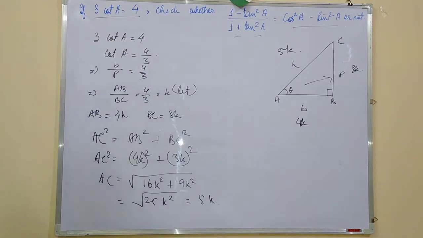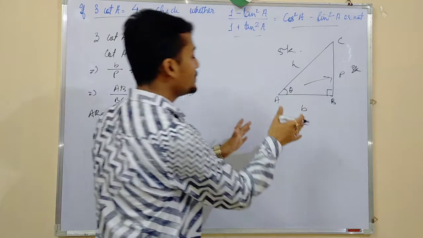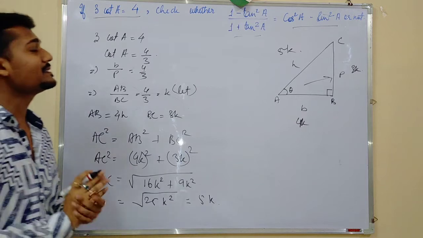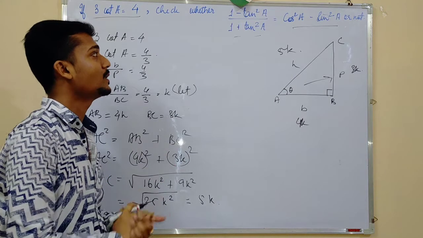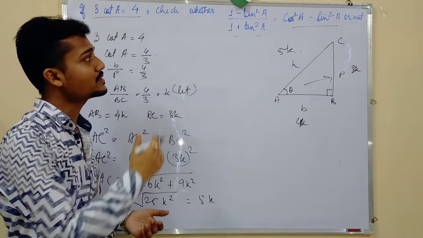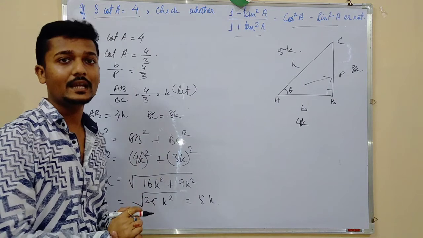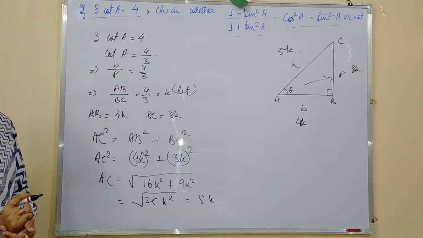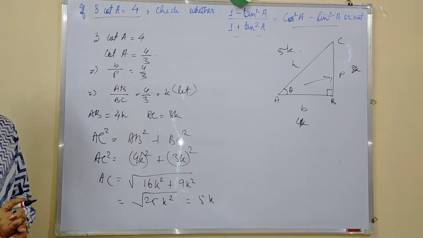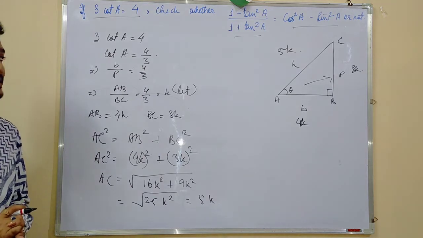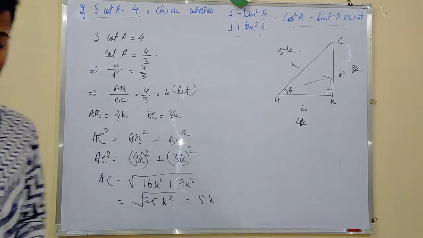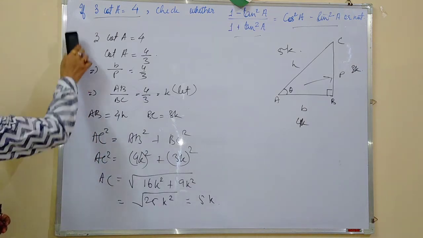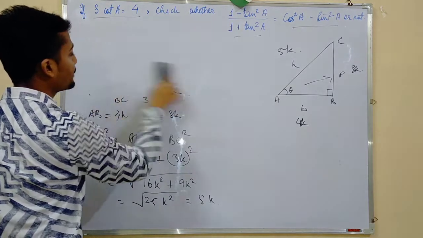Fine. Now if we have got everything, what we need to find out? We need to find out that (1 minus tan square A) by (1 plus tan square A) is equal to cos square A minus sin square A. How to find it out? We know how to find out tan A, cos A and sin A, isn't it? Yes, we can easily find them out. First let me rub this part.